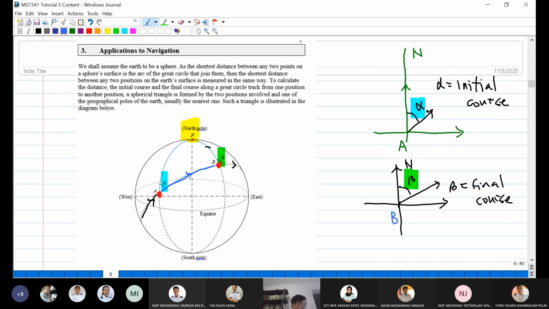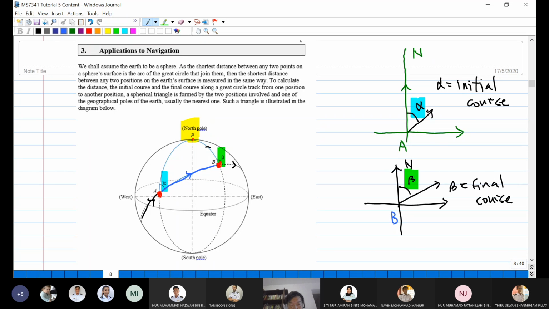Our interest is actually what is the distance it travels from A to B. So how do we find the distance traveled? Usually the distance traveled is measured in degrees and minutes. So we go along that way to find degrees and minutes first. Later on, when necessary, we can convert to nautical miles.